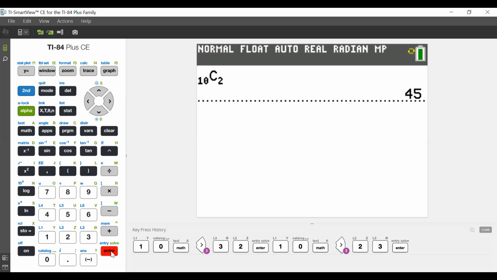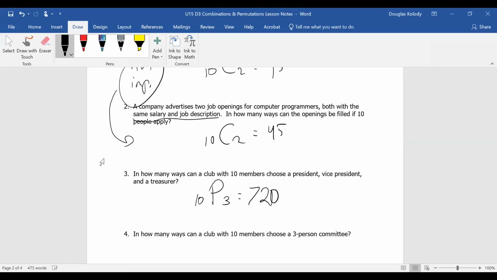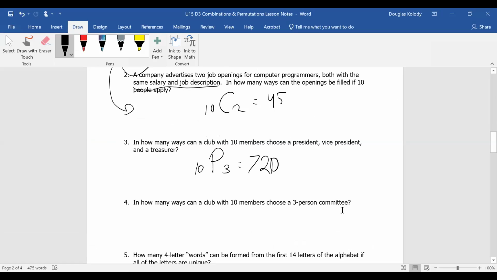Hit enter, and I'm at 720 possible ways to do these things. So 720. How many ways can a club with 10 members just choose a 3-person committee? Ooh, so that's just like Anton, Rohan, and Gabby. Doesn't matter what order I choose them in. By the way, a committee is a buzzword for combinations. If you see the word committee, pretty much guaranteed you're going to be working with a combination there.